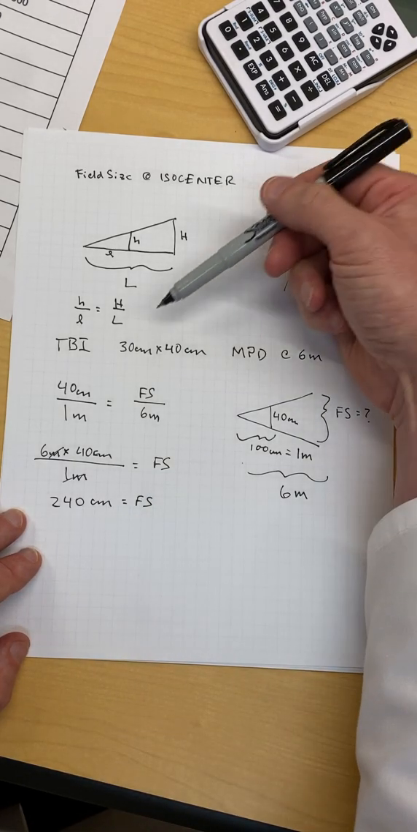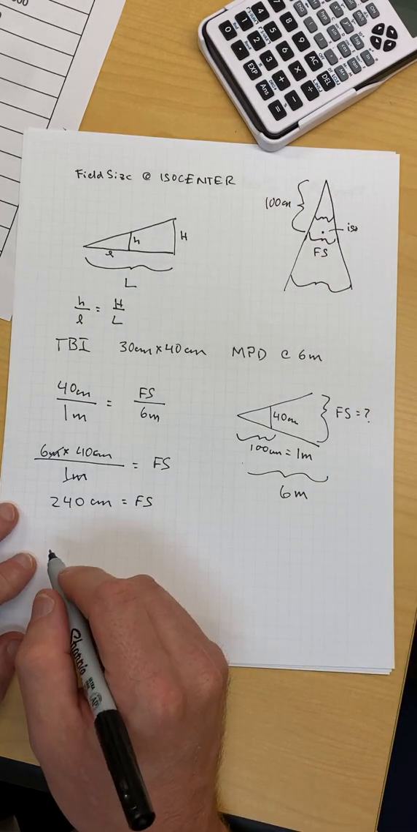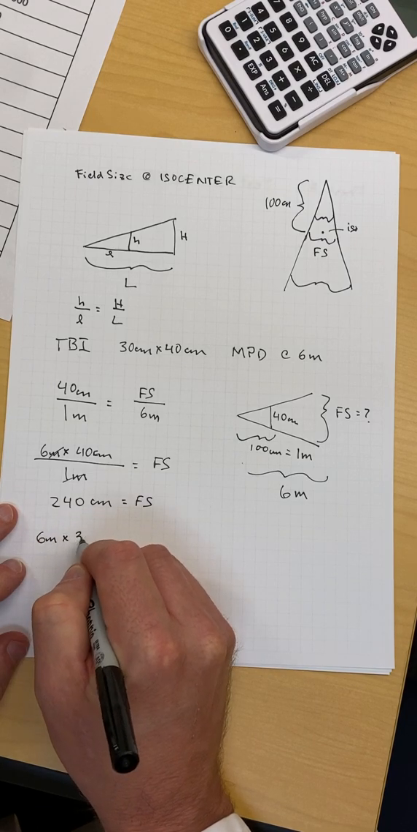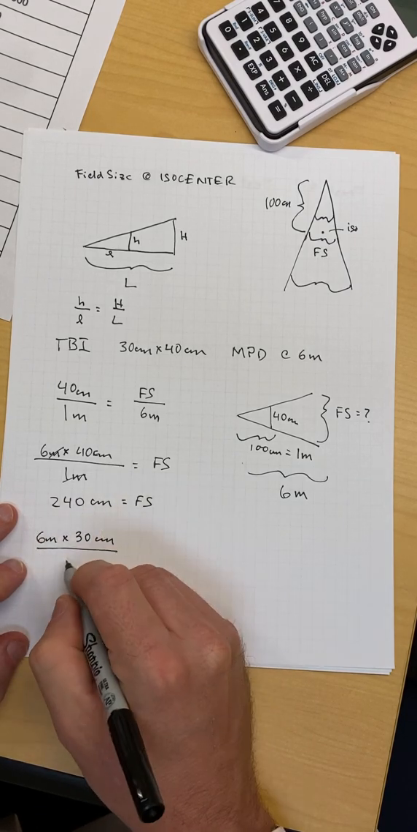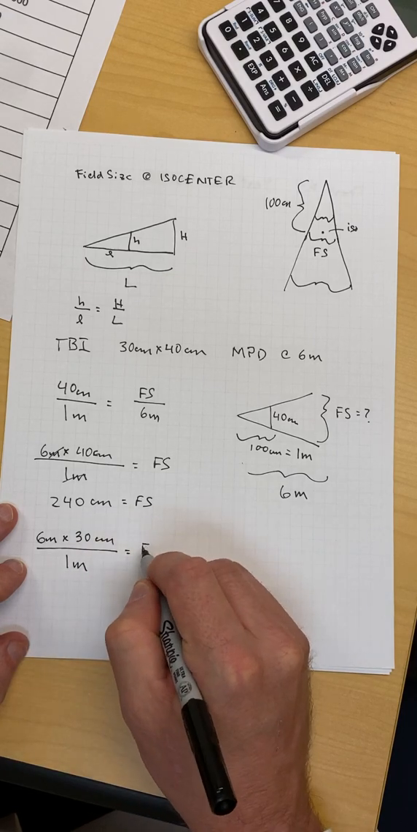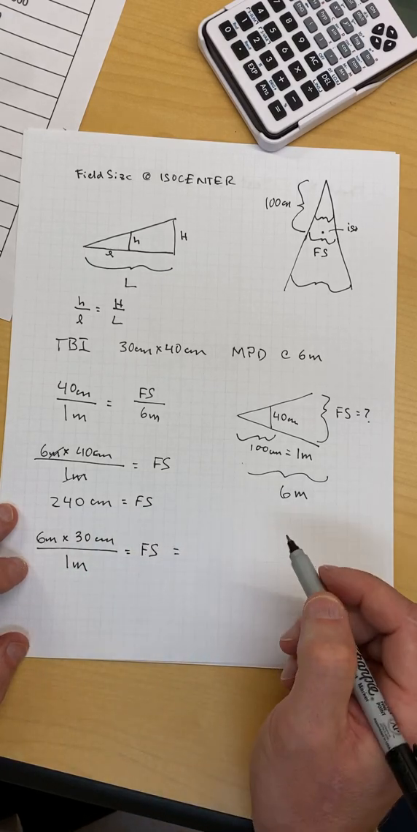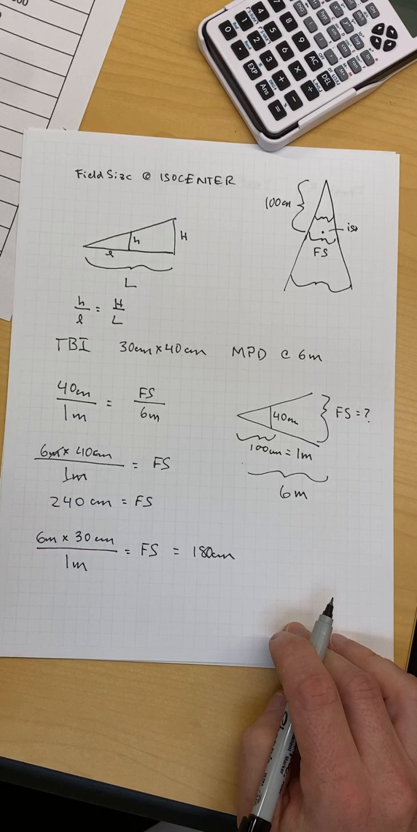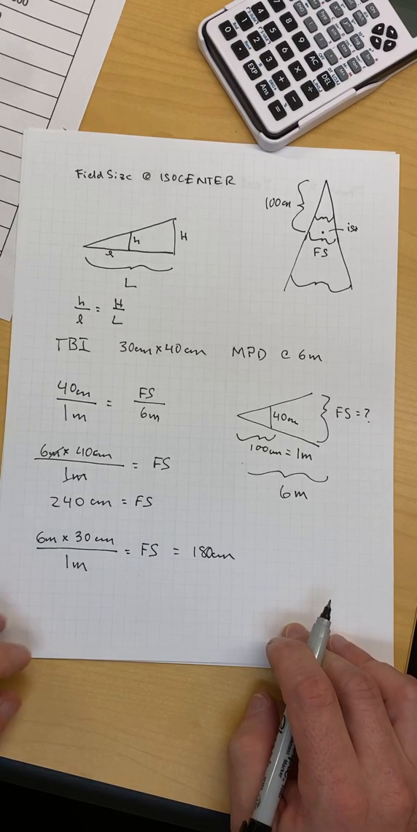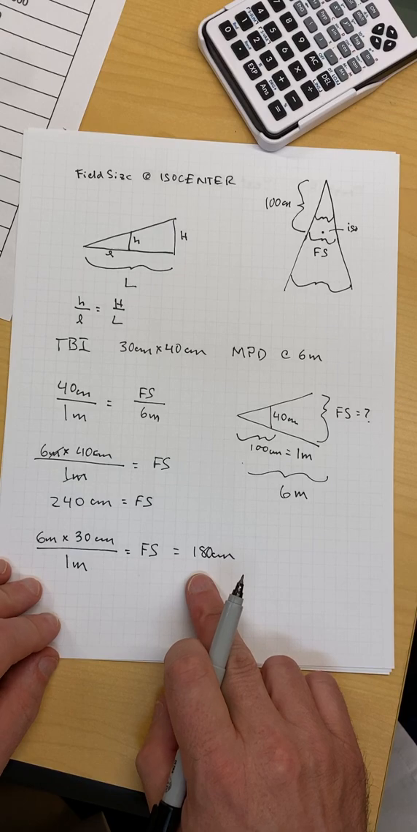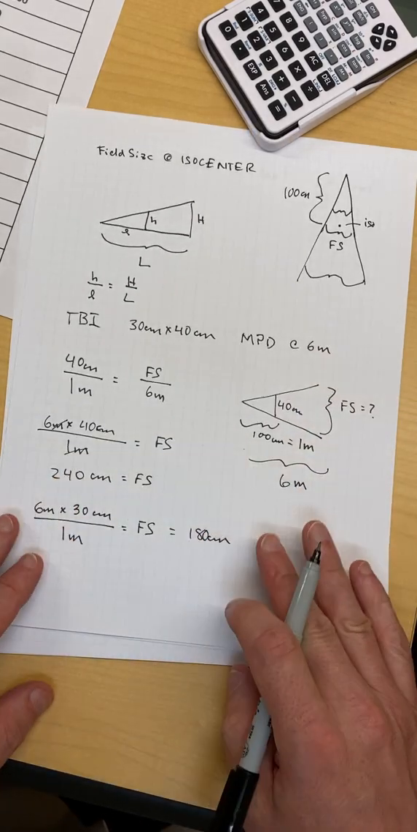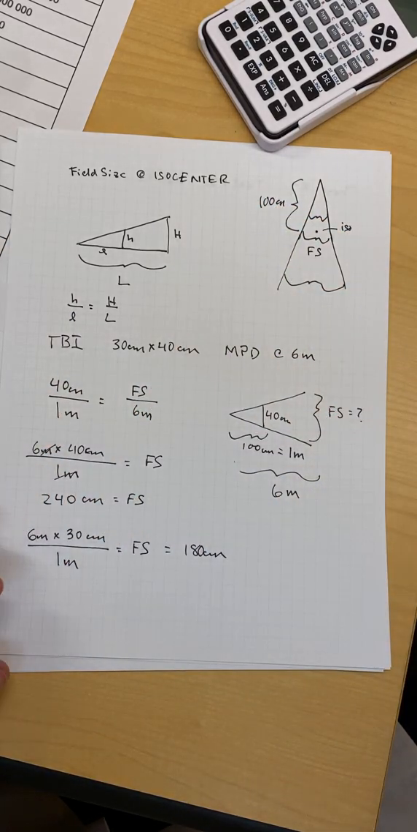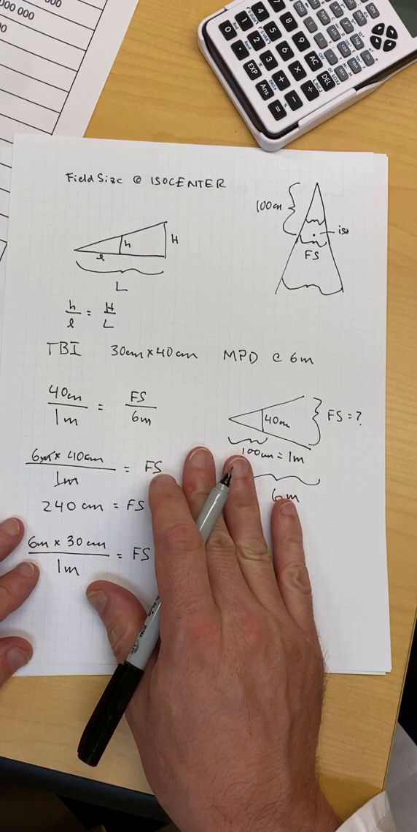So that's one field size. The other one, 30 centimeters, we do the exact same calculation. We can do 6 meters times 30 centimeters divided by 1 meter is equal to the other field size, which is equal to 180 centimeters. 180 centimeters at distance. So by the time this 30 by 40 field gets out to the patient, it's 240 centimeters across, 180 centimeters high, and we have the patient laying horizontal in the field. So it fits pretty good.